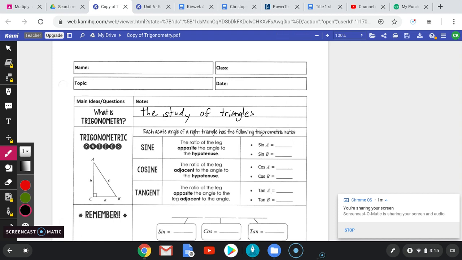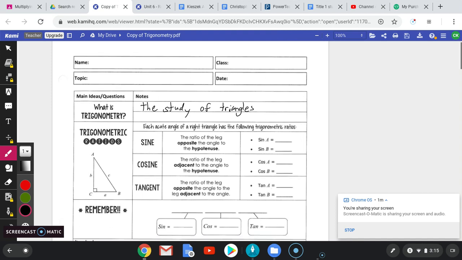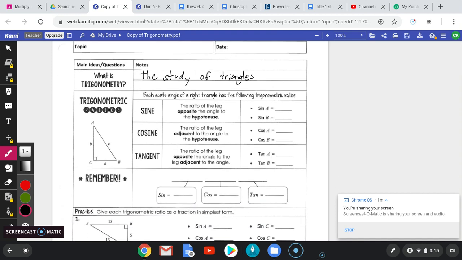So what is sine? Sine is the ratio of the leg opposite the angle over the hypotenuse. If I look here, sine of A, here's angle A. Which side is opposite of that angle? Remember, opposite means if I drew an arrow, I would hit that line. So it's a over what's the hypotenuse? Well, that's always opposite the 90-degree angle, so c.